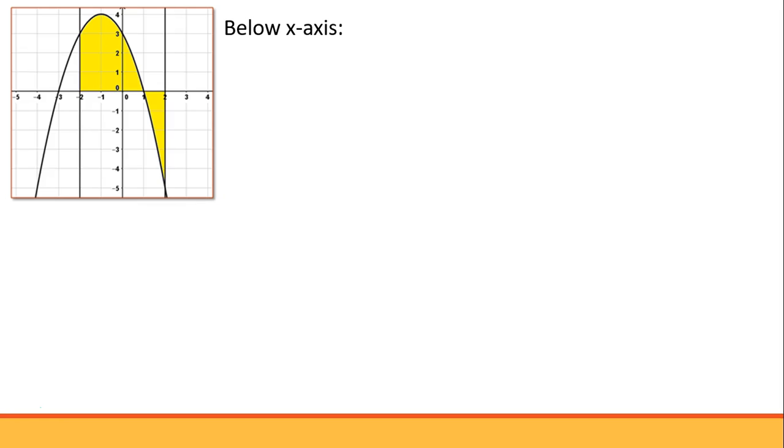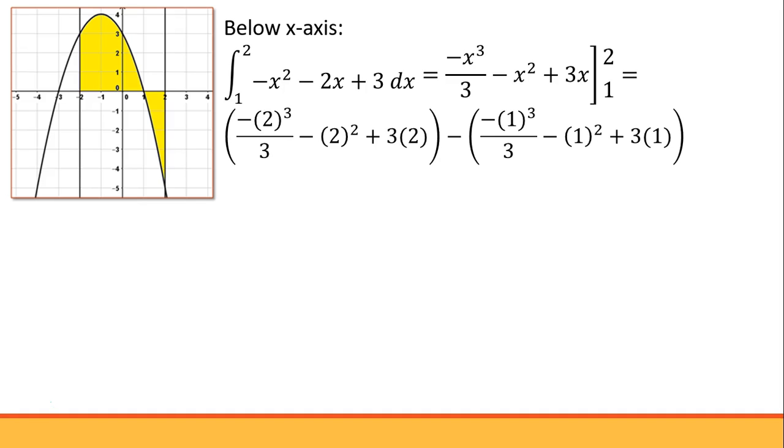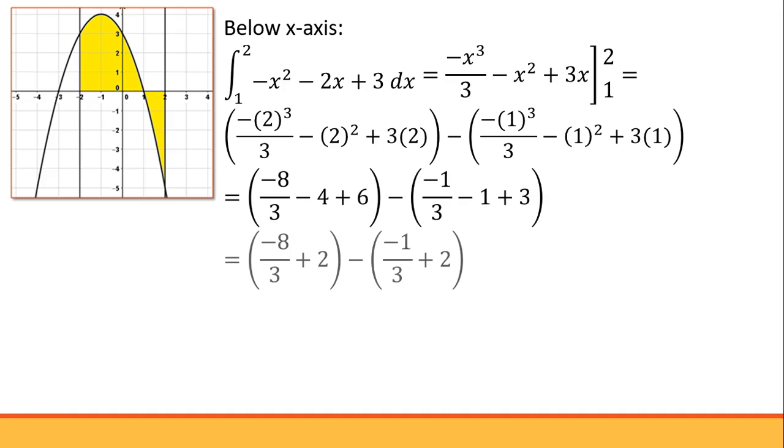The area below the x-axis is the same integral, but now we're going to evaluate that integral from 1 to 2. Now when we do that, we're going to get a result that isn't altogether surprising. We get a negative value, but we said that the area below the x-axis would be a negative number.